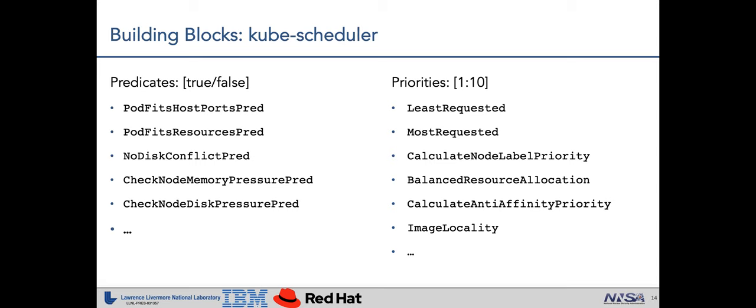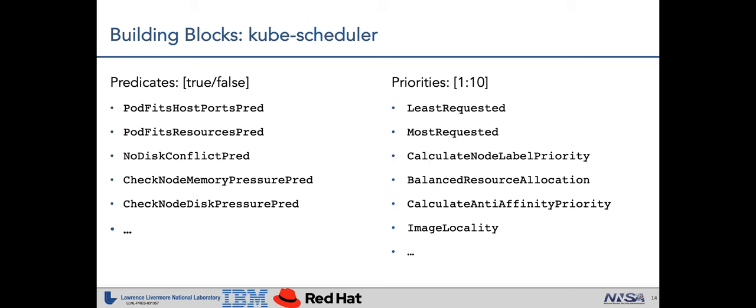And then the remaining nodes that can host that particular pod are sorted. The sorting happens after a set of priorities is applied to them, and those priorities give them a score from 1 to 10. All the priority functions are applied to all of the nodes, so at the end you will have a score. The scores are ordered, and the node that has the highest score wins the competition and will host the pod.